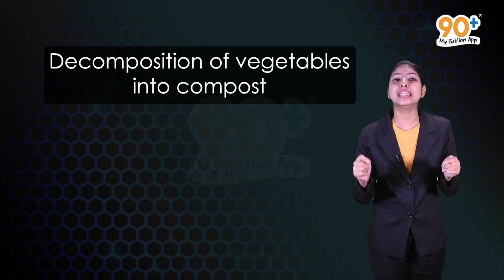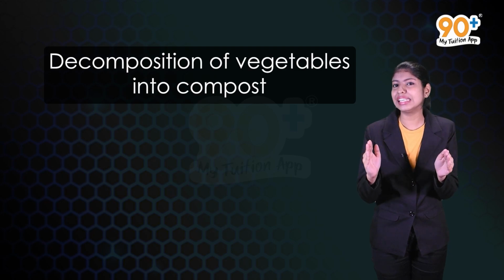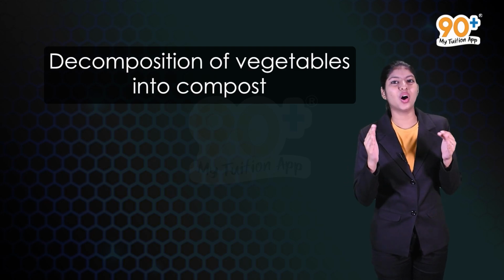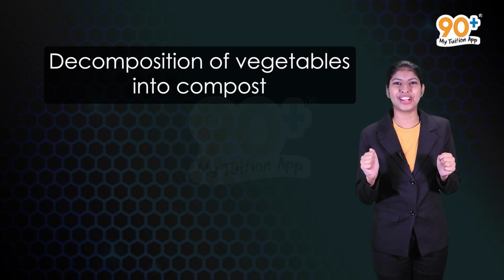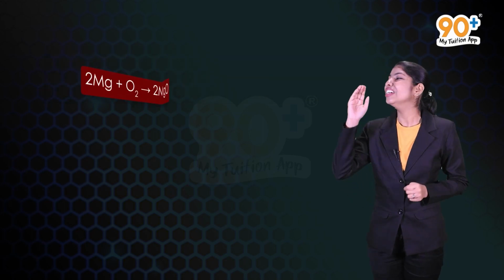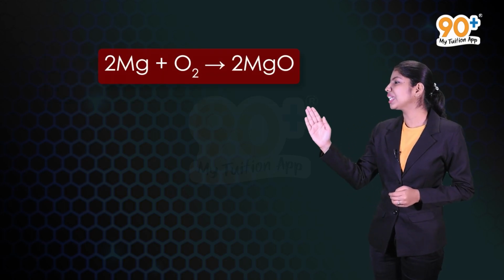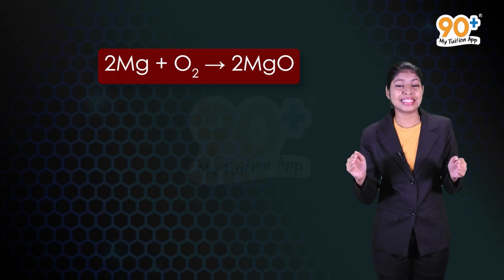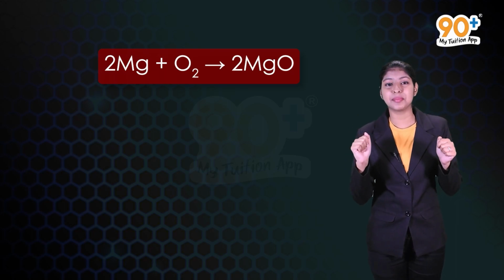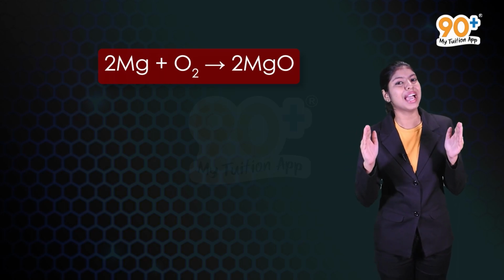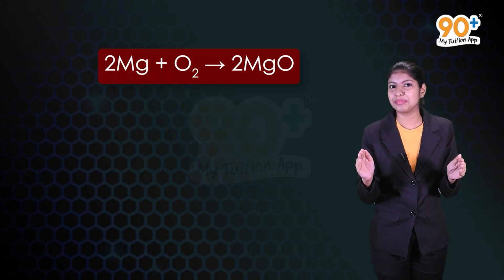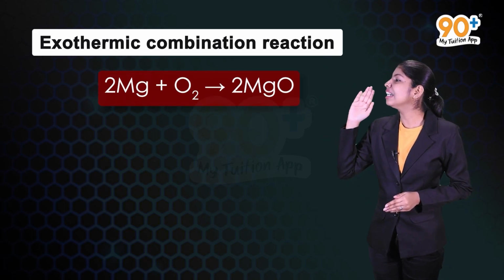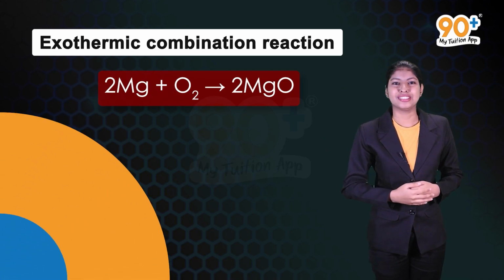Now you tell me one example where heat is given out along with the formation of a single product. Yes, 2 Mg plus O2 gives 2 MgO. That is the formation of magnesium oxide from magnesium and oxygen is an example of exothermic combination reaction.